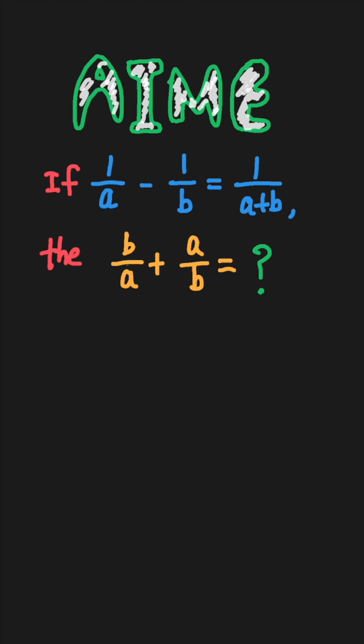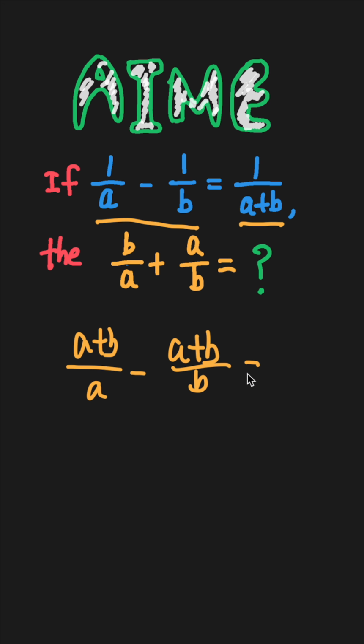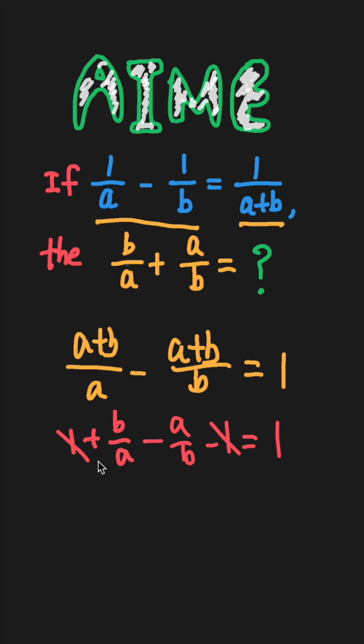So now let's see if we can multiply both sides of this equation by a + b. So it'll give us (a + b)/a − (a + b)/b, which is equal to 1. So this whole thing gives you 1 + b/a − a/b − 1, which is equal to 1. And the ones cancel. So we're going to try to square both sides of the equation.